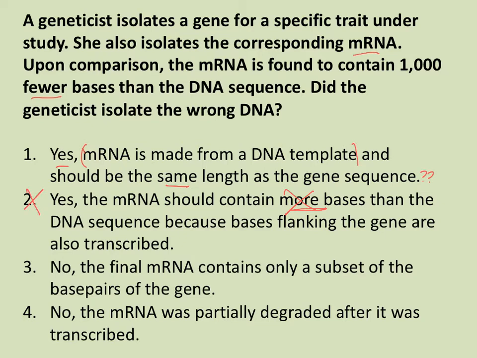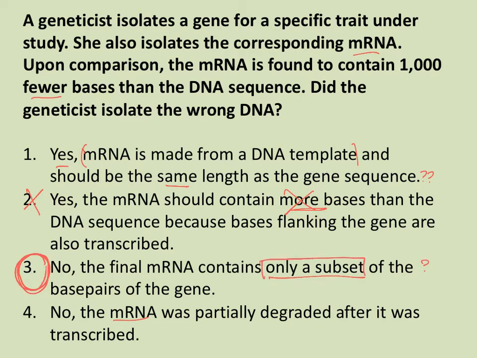Number 3, the option is no, she did not isolate the wrong DNA. Instead, the final mRNA contains only a subset of the base pairs of the gene. So this is definitely a possibility. And then number 4, no, she did not isolate the wrong DNA. Instead, the mRNA is shorter because it was partially degraded after it was transcribed. Well, the final conclusion from this question should be that number 3 is correct.